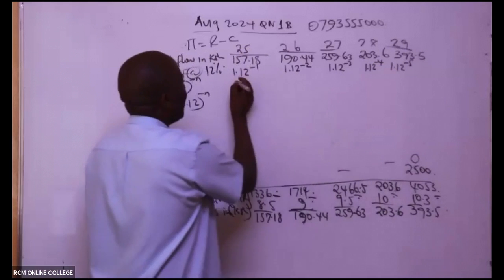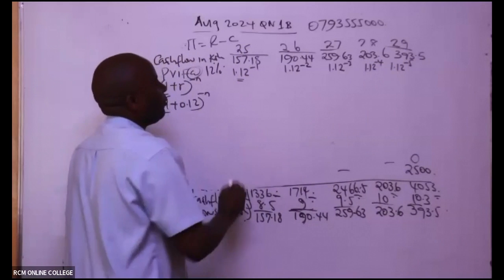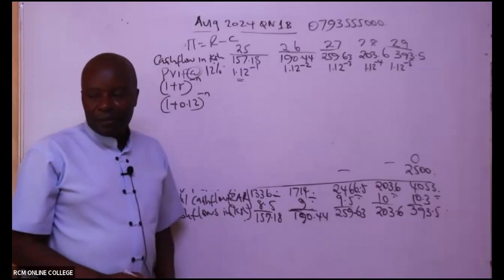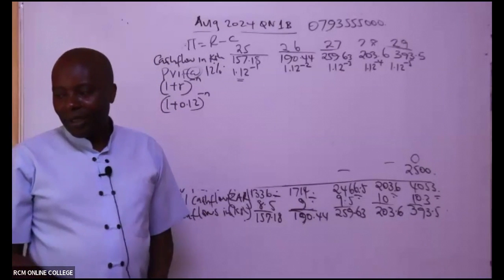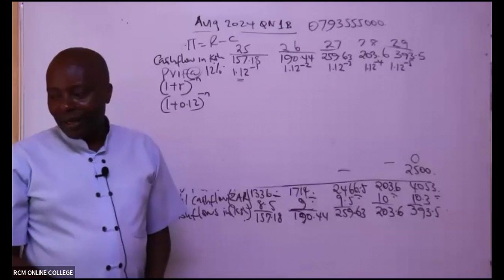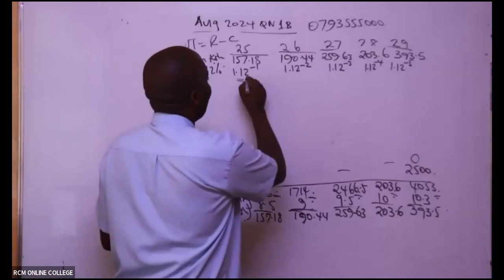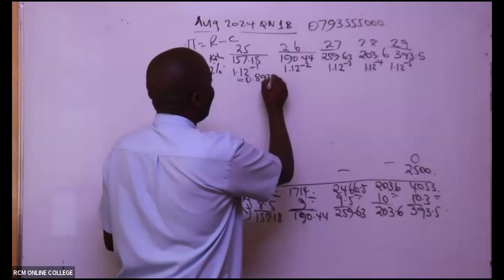So in this case, what figure does this give us? Somebody here, pretty fast we move on. Eric, I see you are concerned there. 0.8929. Thank you so much.